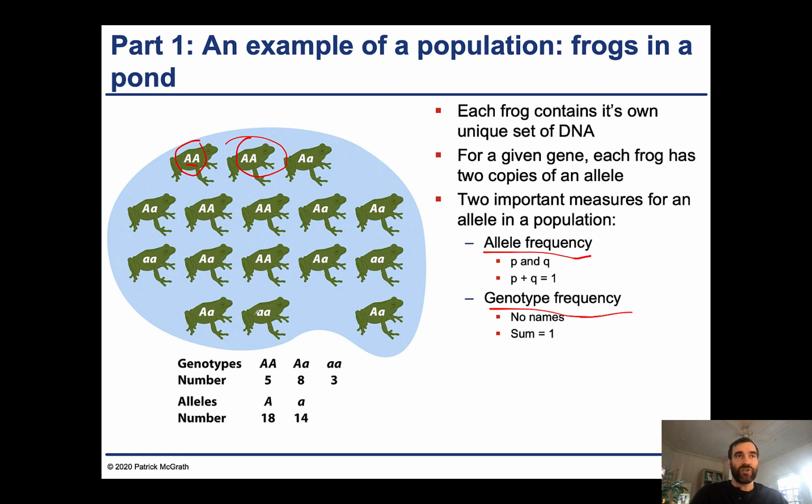And so we can also do this for the allele numbers. If we look at this frog, it has 2 of the big A's, and this one has 2 of the big A's, and this one has 1 of the big A. We go through this and count how many big A's are within this pond.